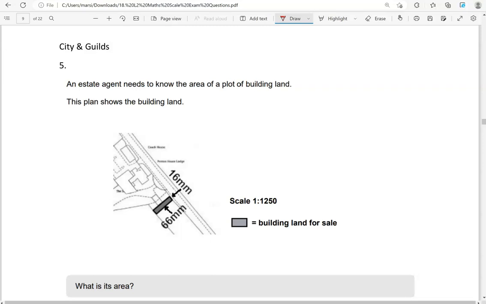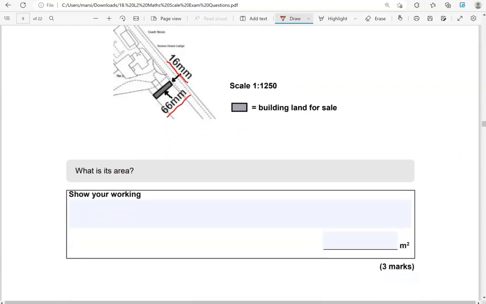An estate agent needs to know the area of a plot of building land. This plan shows the building land. What is its area? So we've got the dimensions on the map, and that is 60 millimeters by 66 millimeters. We've got a scale of 1 to 1250. So 16 millimeters, what is that equal to in reality? So how do we get from 1 to 16? By multiplying by 16. So we'll do the same here.